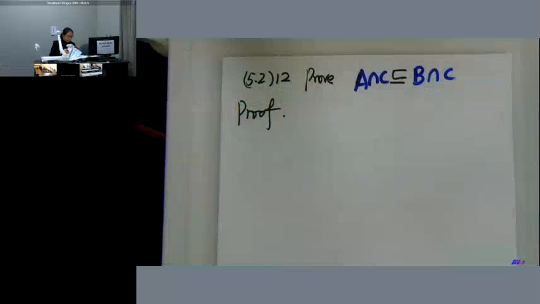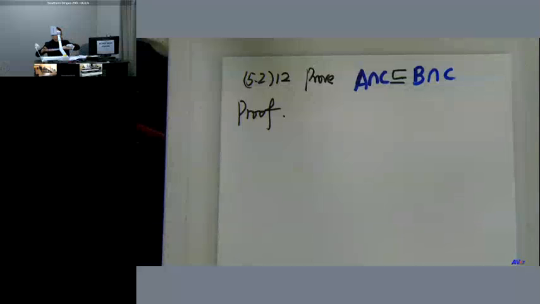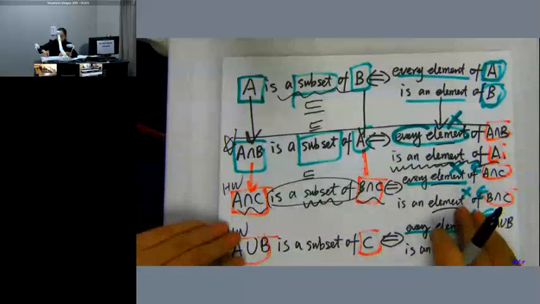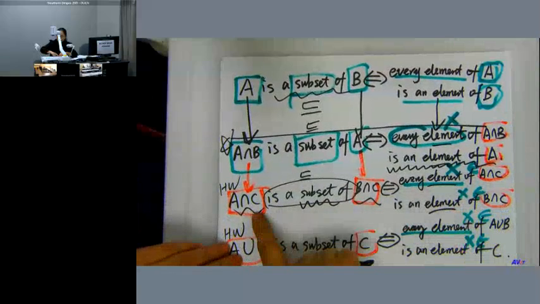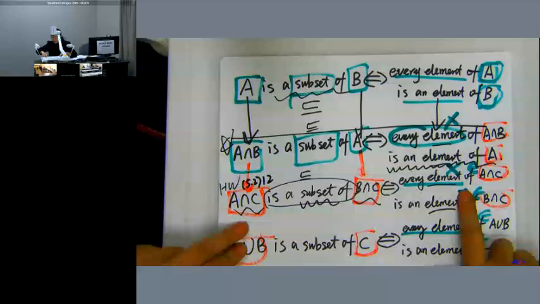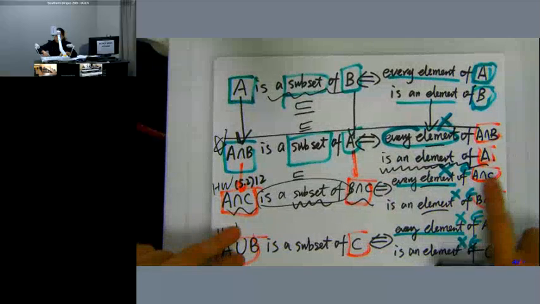Say it again. Is that when you were saying every element of the intersection of A and C is an element of B union C? Yes, that's our final goal. Let's look at the slide we talked about last time at the end of the class. So this is homework question number 12, 5.2. So this is your final goal. What you just said is our final goal. Every element of A intersection C is an element of B intersection C.